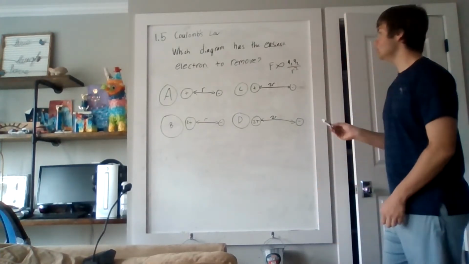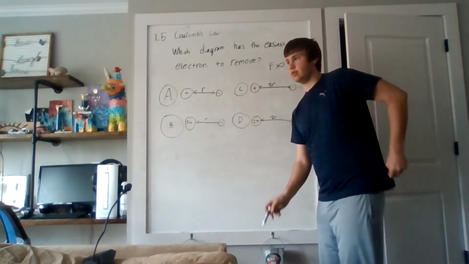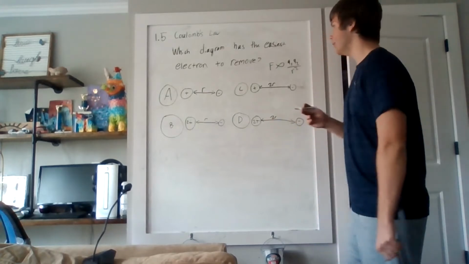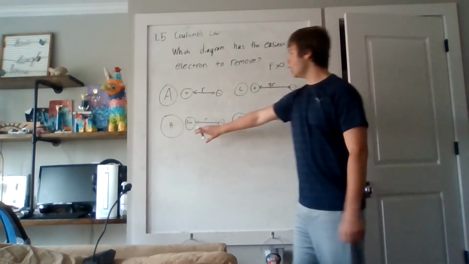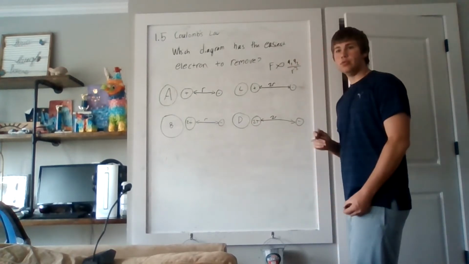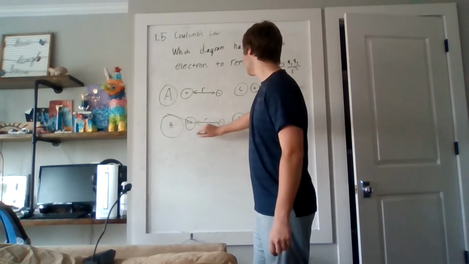Well, if you look at this, the one with normal distance and normal charge has a force of, let's just say, 1 for right now. When we double the charge of the nucleus, that 1 becomes a 2. So force is doubled, so we already know that B will not work.